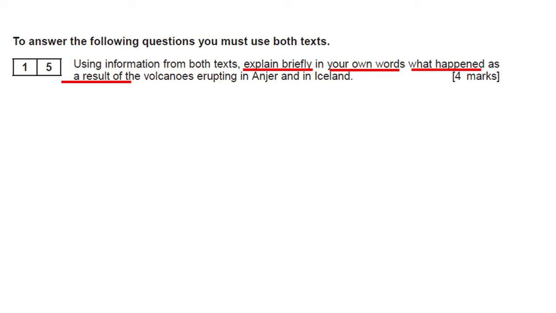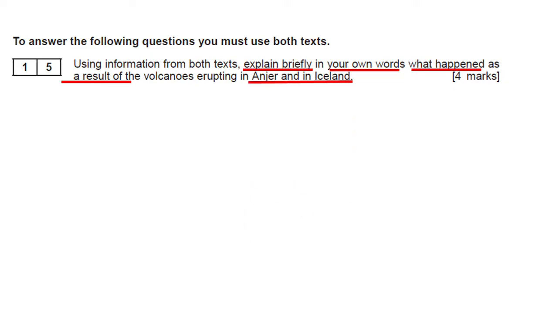And it's the same here. They just want you to look at something really specific: what happened as a result of the volcanoes erupting. So if you write points that aren't relevant to that, you're not going to get any marks. You've got to really focus and underline and highlight what the question's asking you for.